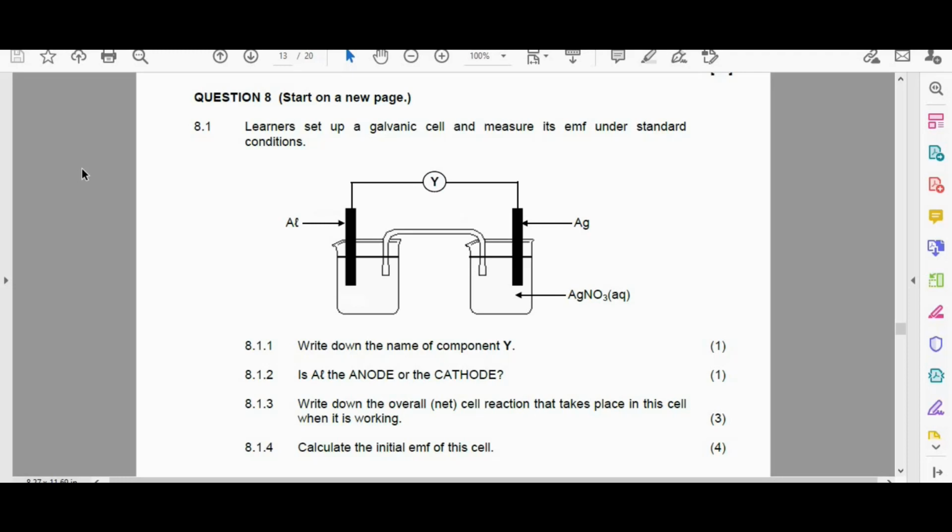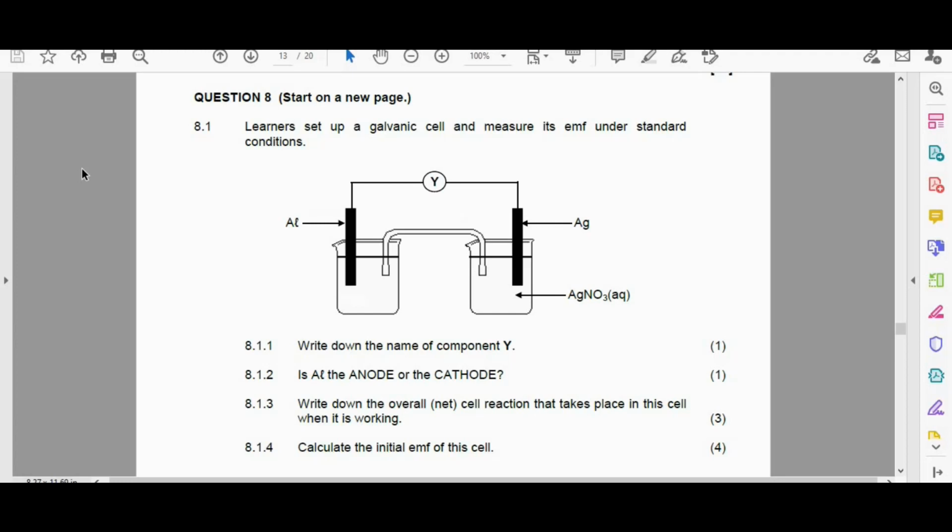And now, 8.1.2. This is 1 marker, so we can answer them verbally. Is aluminium, Al, the anode or the cathode? Now, this is a very interesting question because anode is sometimes not on the left-hand side. The anode refers to the type of electrode that is in this cell setup. That's how we determine the anode and the cathode, not by the fact that we are used to seeing it on the left-hand side.